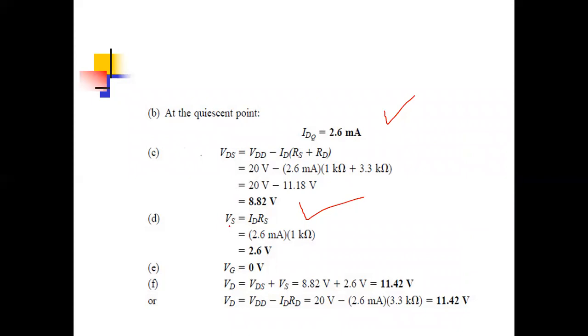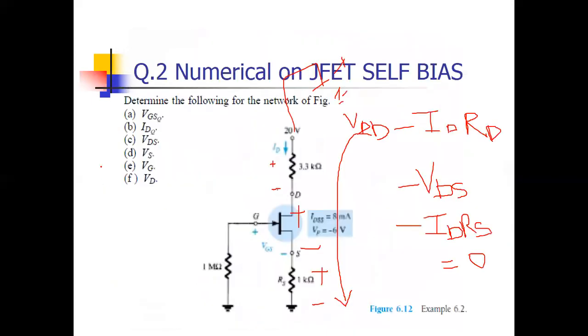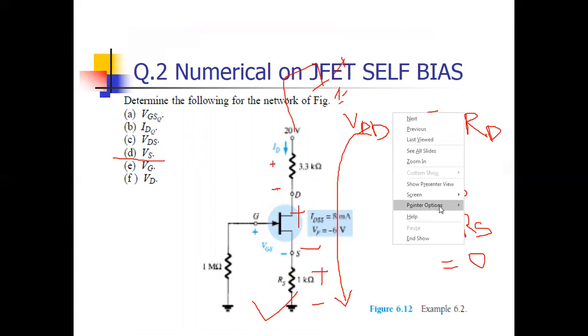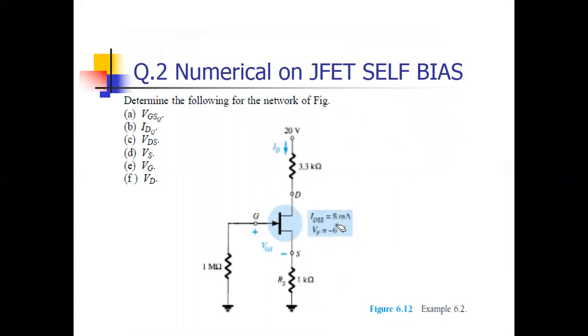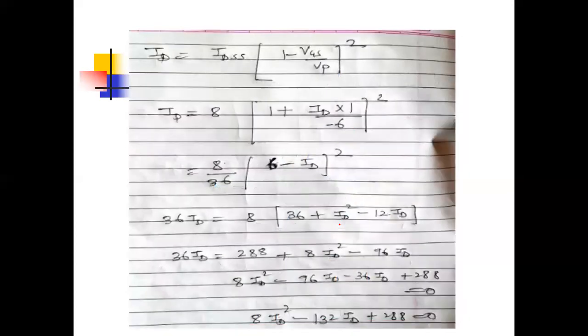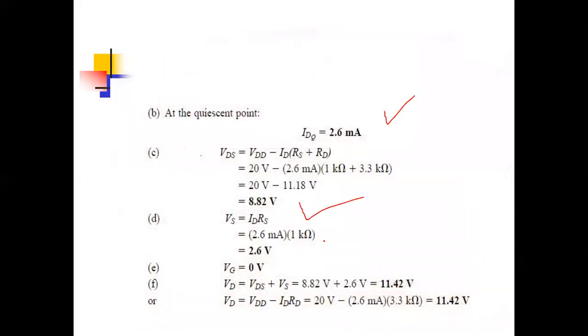Next is VS. VS is not 0 now, because the source is not directly grounded; there is some resistance. So VS is ID into RS. Remember always, gate current is 0, which means whatever the current ID is, it equals IS. So the voltage at the source is ID into RS. ID you have already calculated and RS you already have, so in this way you have calculated VS. Since there is nothing at the gate, the gate voltage is 0.